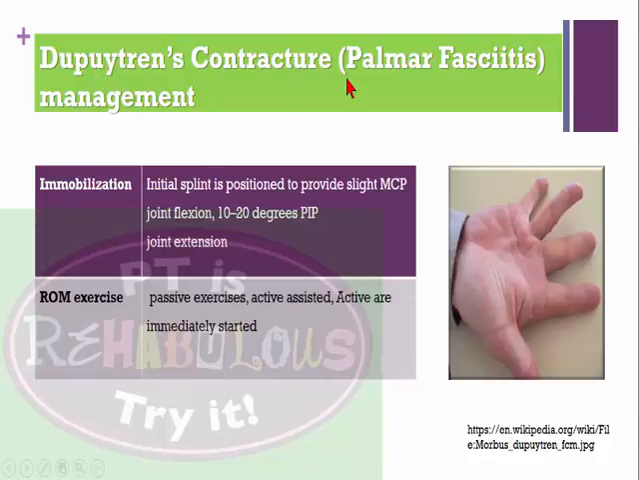Let's learn Dupuytren's contracture or palmar fasciitis management. Immobilization: initially the splint is positioned to provide metacarpophalangeal joint flexion and 10 to 20 degrees of proximal interphalangeal joint extension. Range of motion exercise: we can start passive exercise, active assisted, and active exercise started immediately.